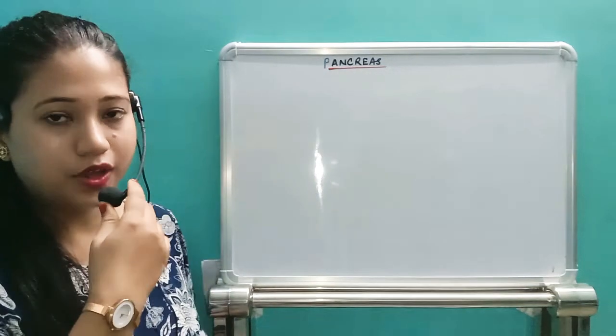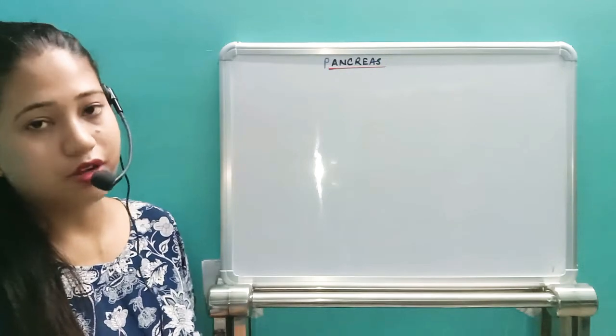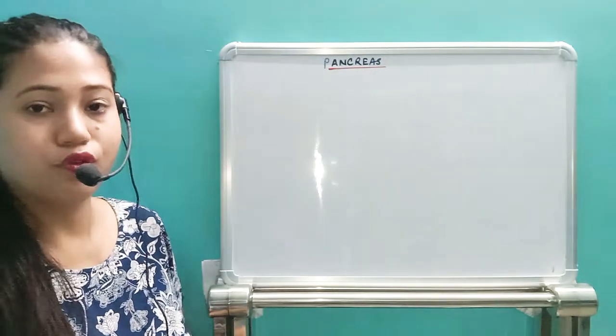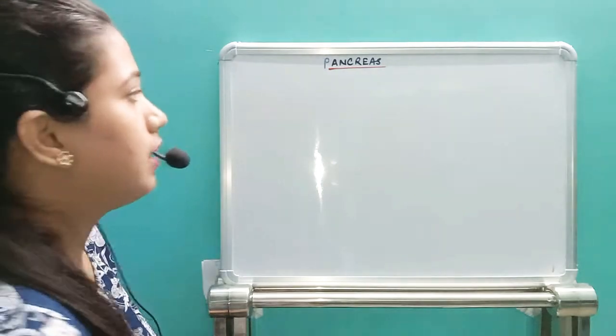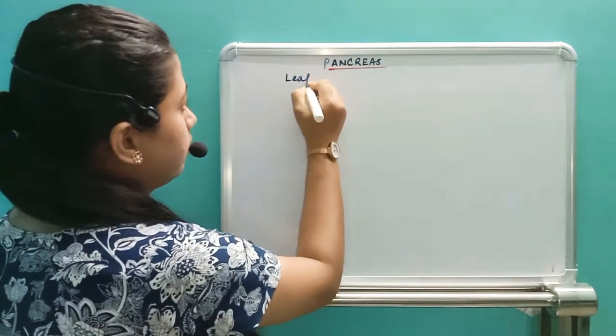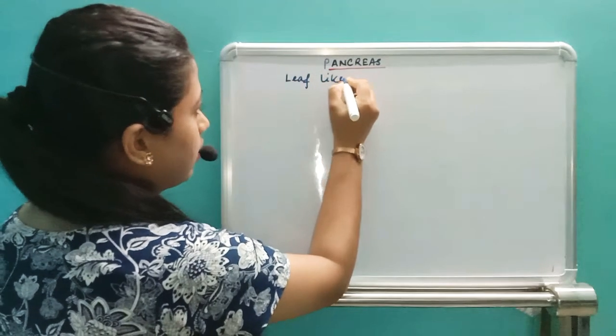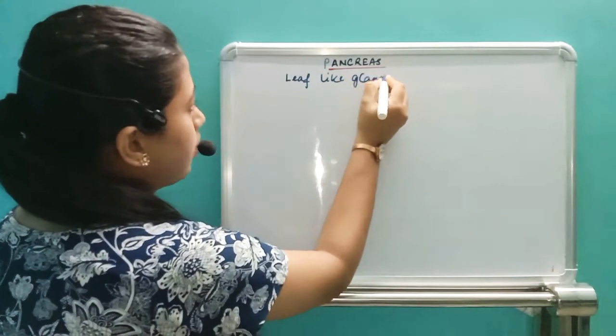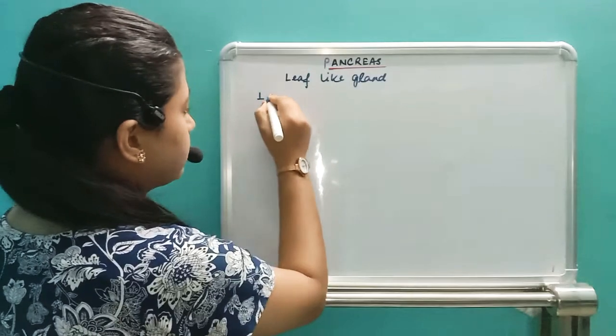Hello students, today we are going to start the next endocrine gland, that is the pancreas. So first of all we need to know what is the pancreas. It's a leaf-like organ, a leaf-like gland. Where is it located? What is the location?